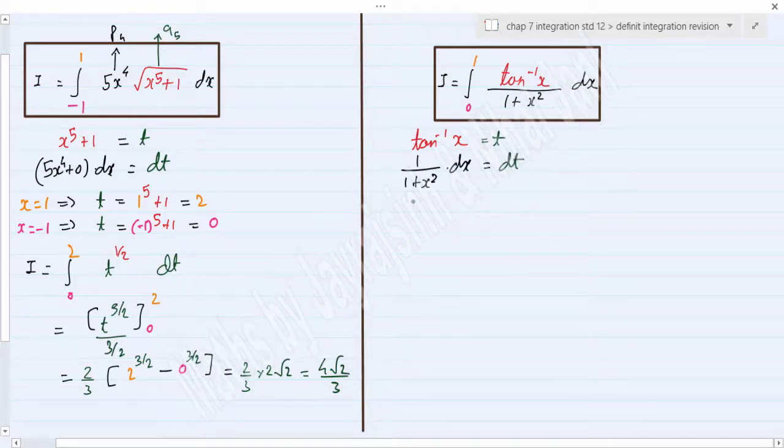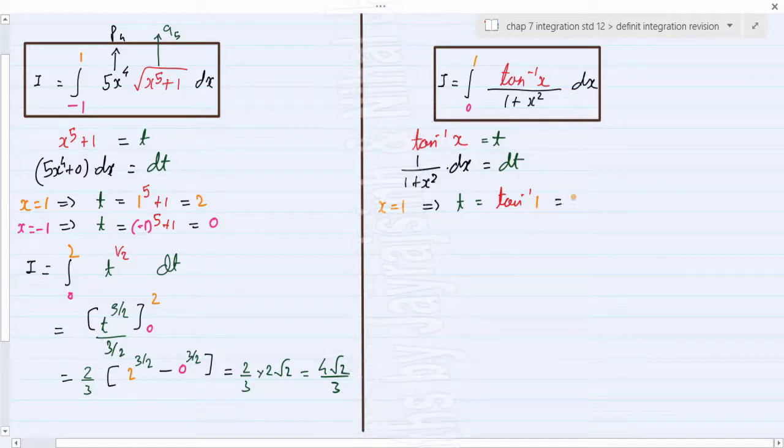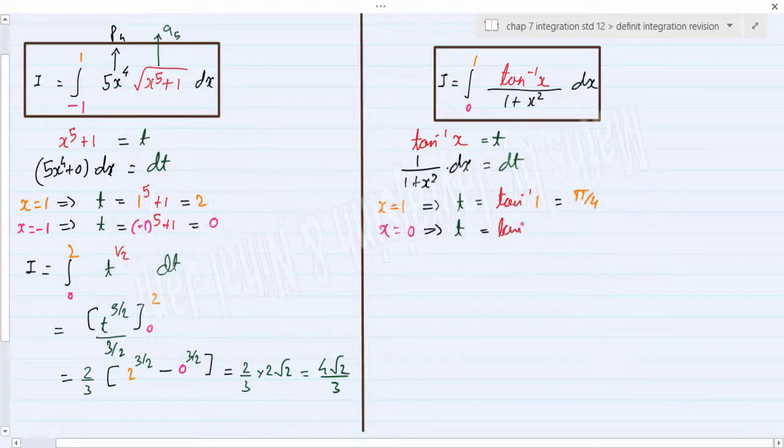Now we should change the limit. Your upper limit for x is 1. So we will get t is equal to tan inverse 1, which is nothing but pi by 4. And now lower limit is 0. So for that we will get t is equal to tan inverse 0, which is equal to 0. So we are ready to modify our integration.